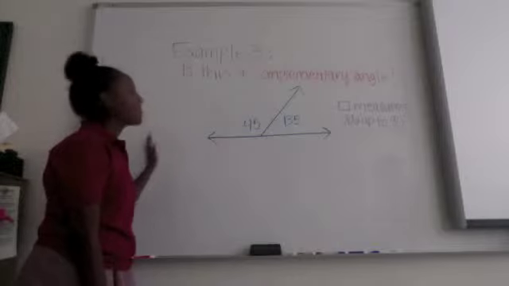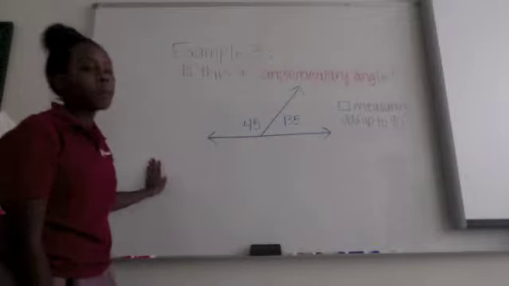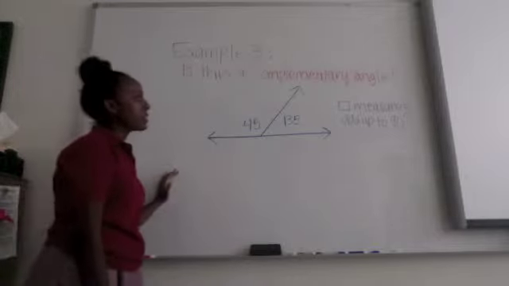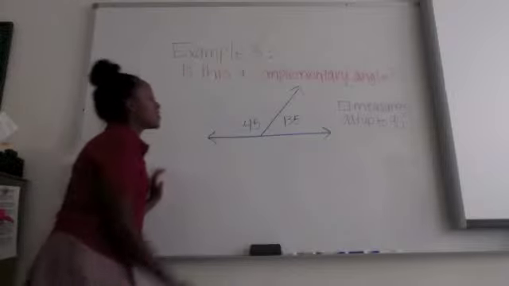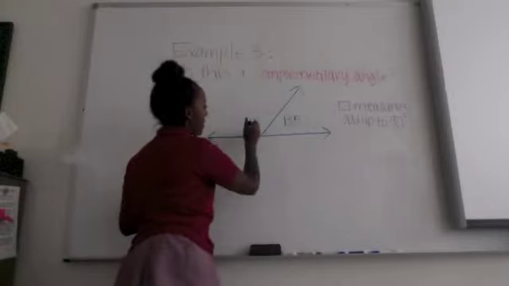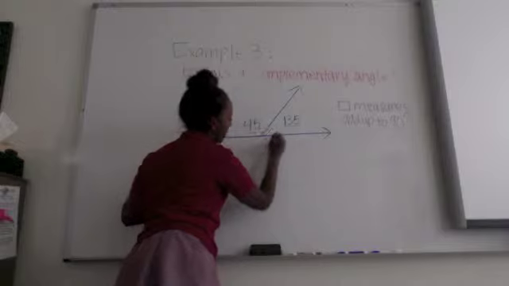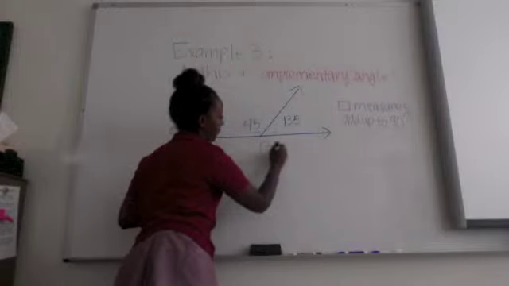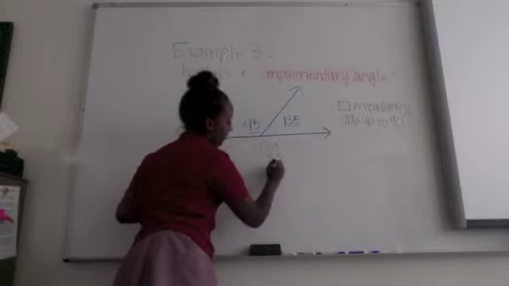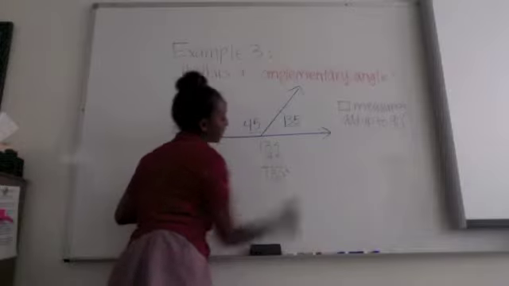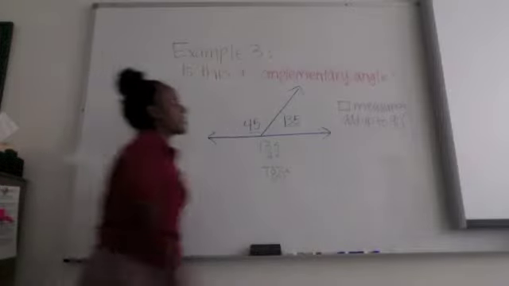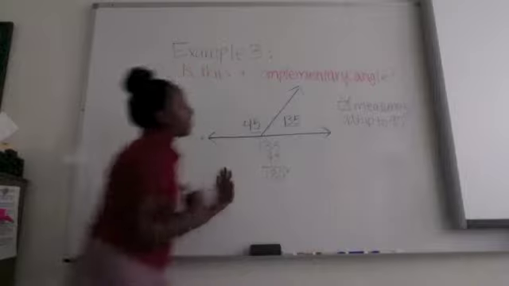For example 3, we have to find out whether or not this angle is complementary. To have a complementary angle, the measures have to add up to 90 degrees. So we have 135 and 45. If we add that, we would get 180 degrees, which makes this not a complementary angle.